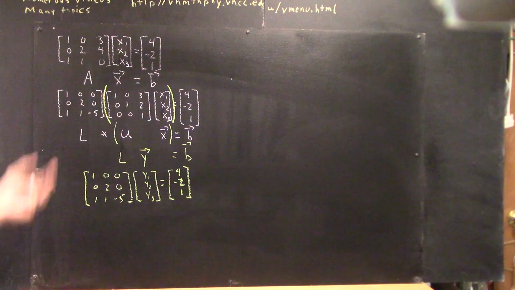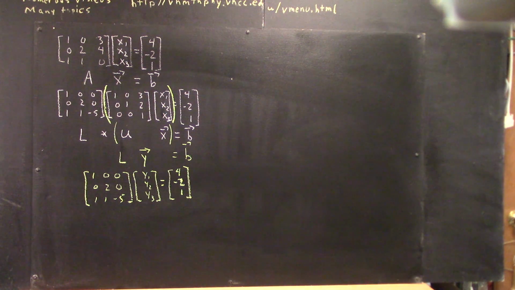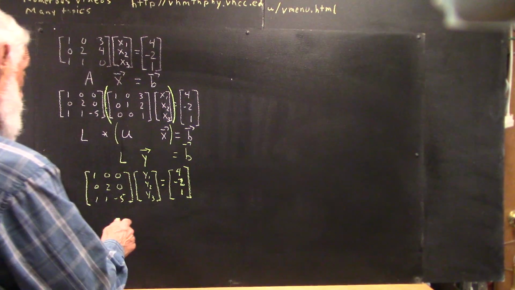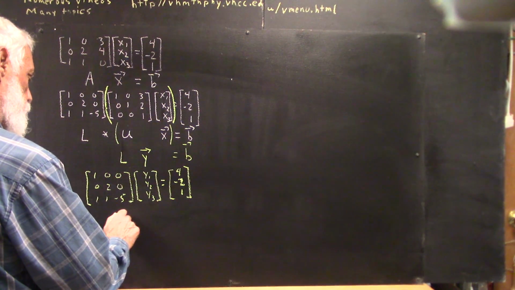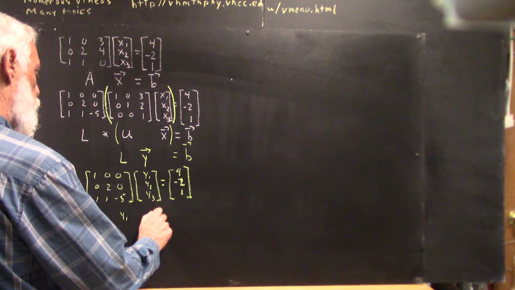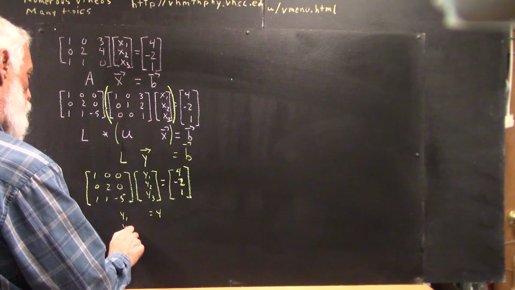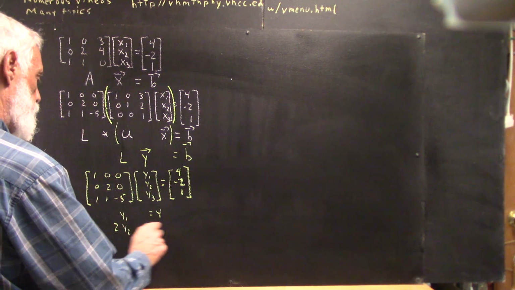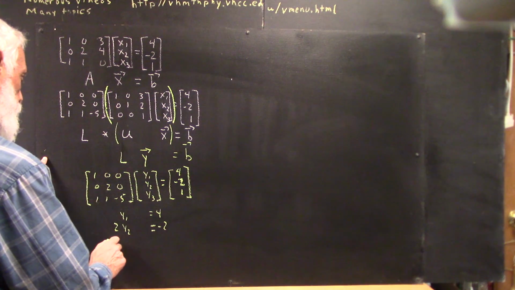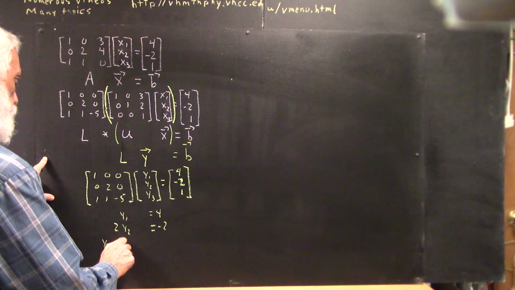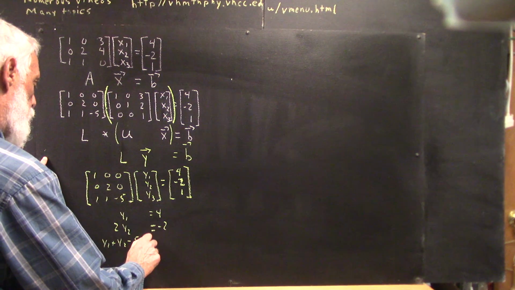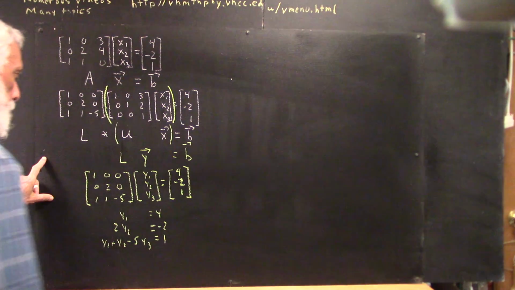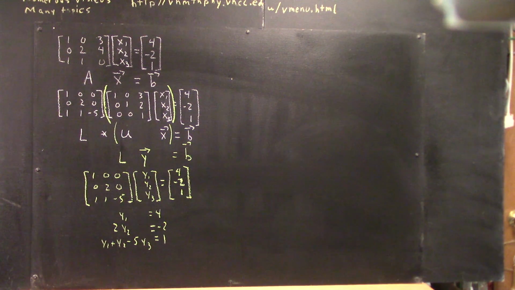Now, what's the solution to this system? Well, you can write out this system. You shouldn't have to write it out, but right now we're getting used to it. This tells us that Y1 is 4, Y2 is, well, actually 2Y2 is negative 2, and then Y1 plus Y2 minus 5Y3 equals 1. That's what this matrix stands for.